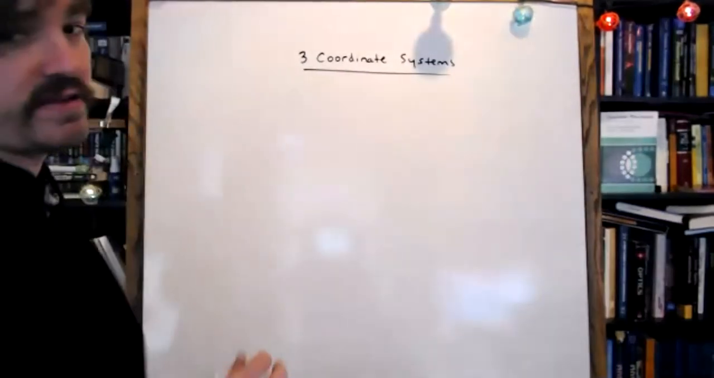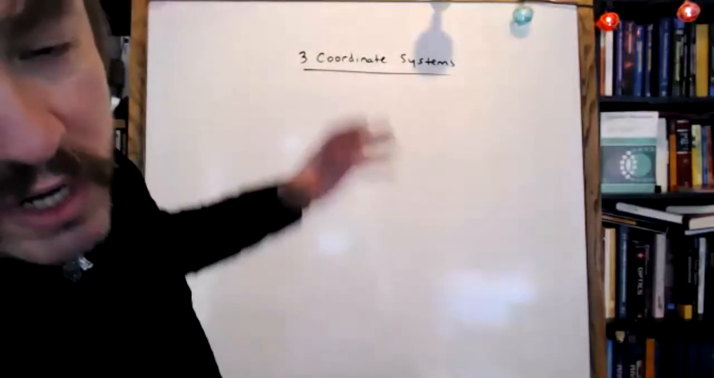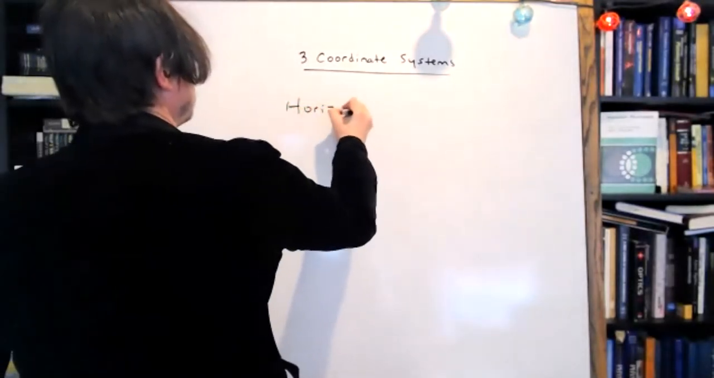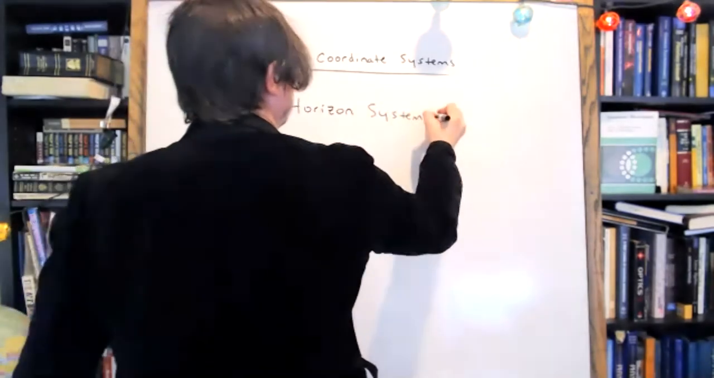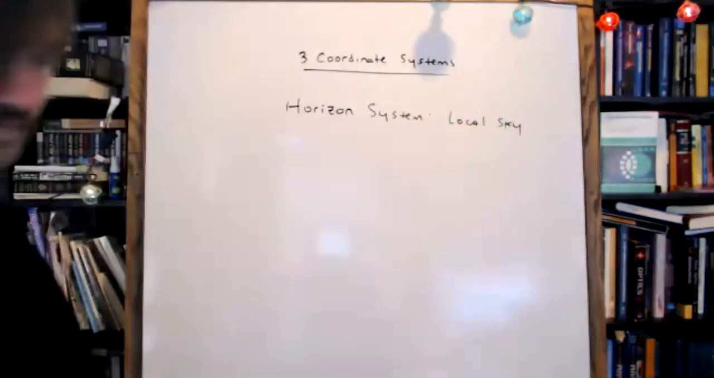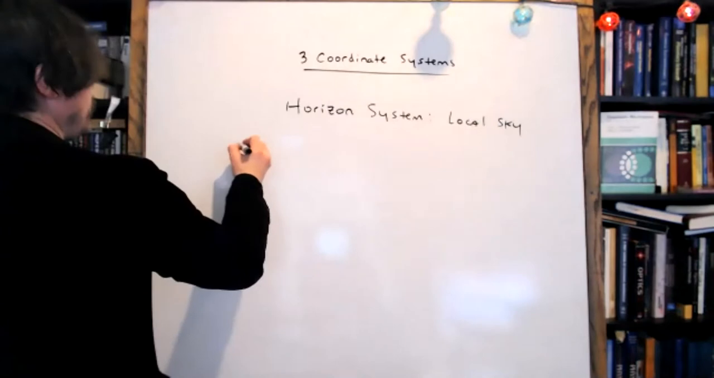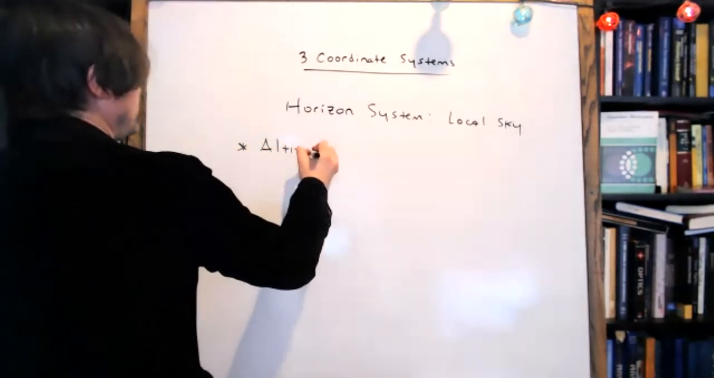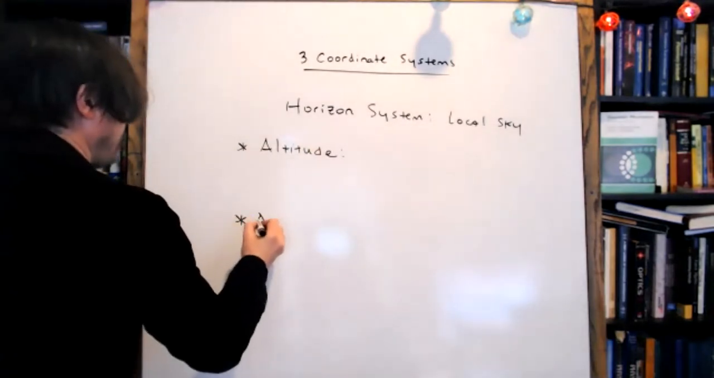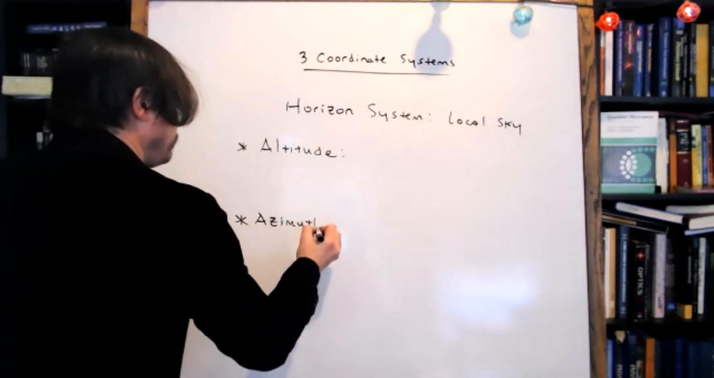Okay, let's talk about another coordinate system. Now, presumably, we know how to find ourselves on Earth. What if I want to find an object on the sky? Then I would probably use the horizon system. The horizon system, which is designed for local sky use, involves two angles. One is called altitude, and the other is called azimuth.